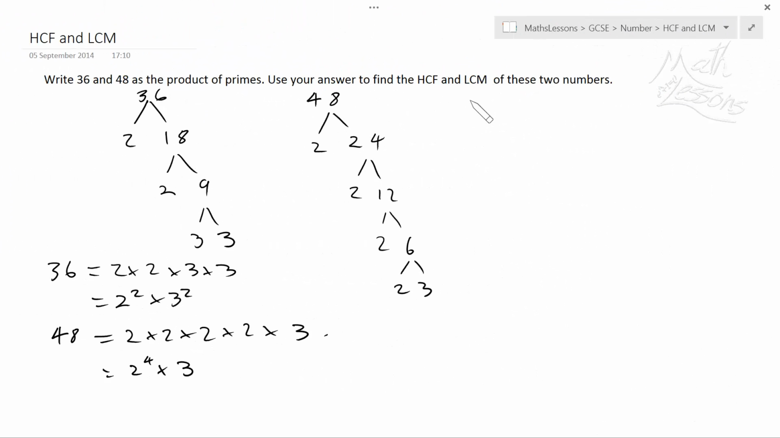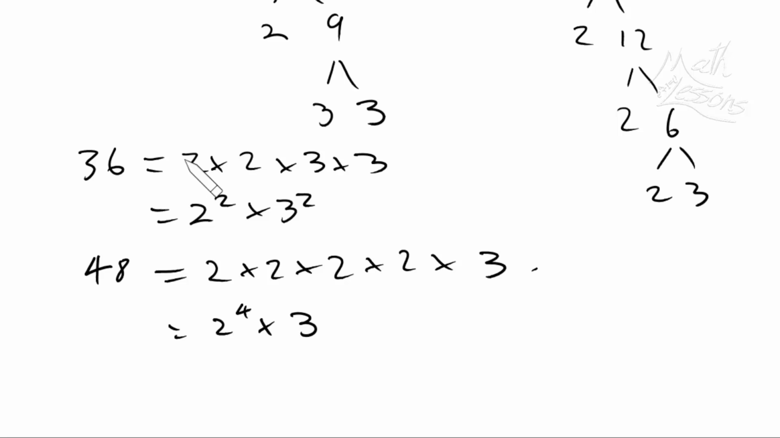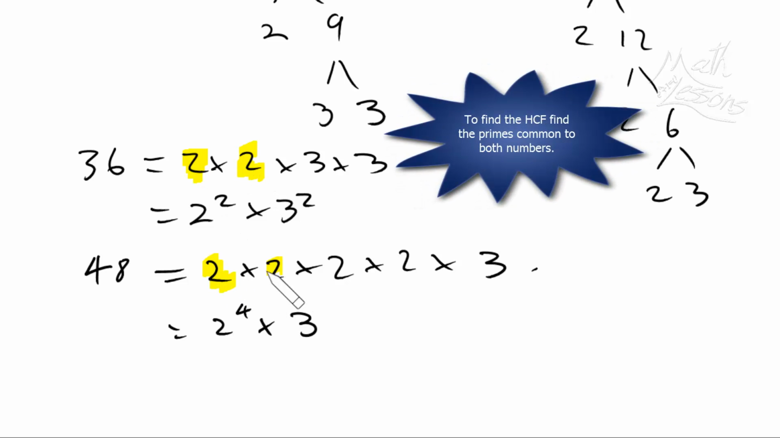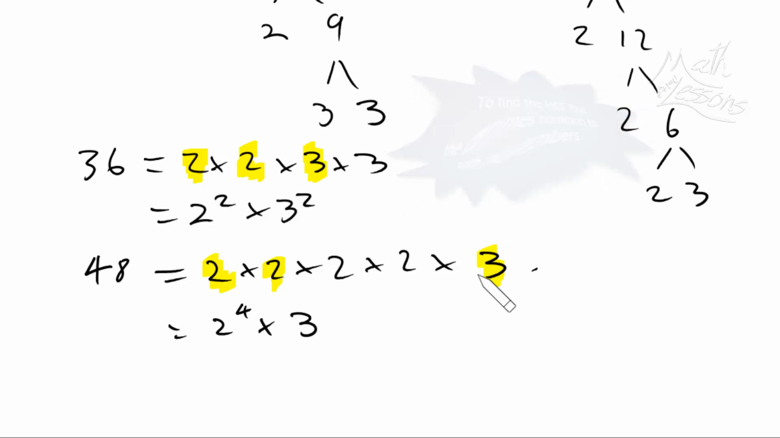Now, we want to find the highest common factor and the lowest common multiple. Well, to find the highest common factor, we need to find out what goes into both. Let's just highlight what's in both. There's a 2 in both. There's another 2 in both. Now, there are no more 2's in 36, so we can't use these 2's to find the highest common factor. But there's also a common 3 to both.